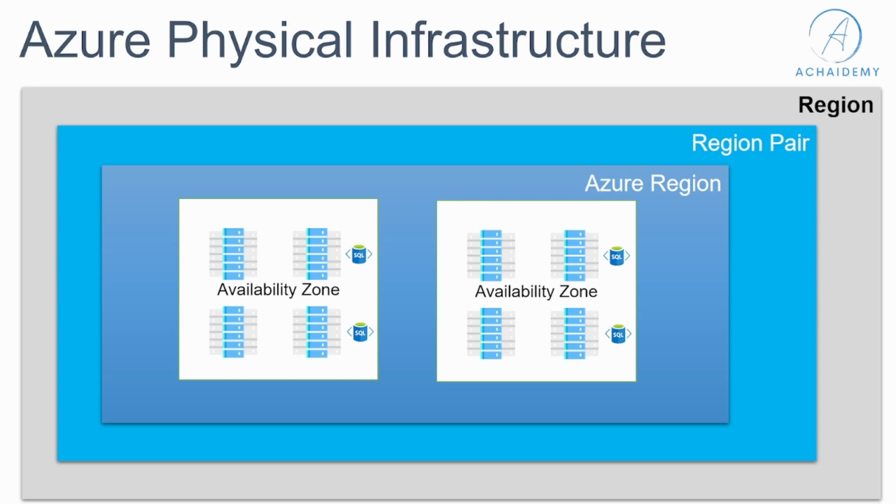So the key part of physical infrastructure is understanding of the region pair and availability zones. That will determine things when we get into the services and applications. You will use this information to determine your backup strategies, dependent application strategies, and everything.